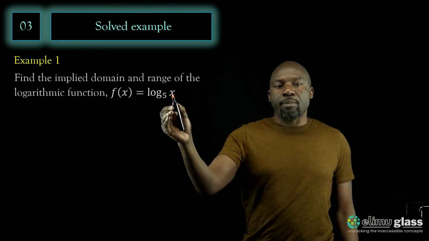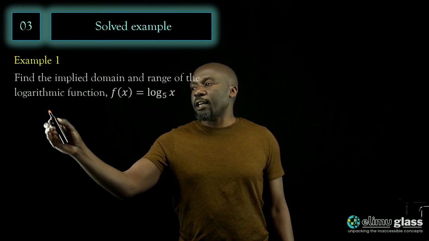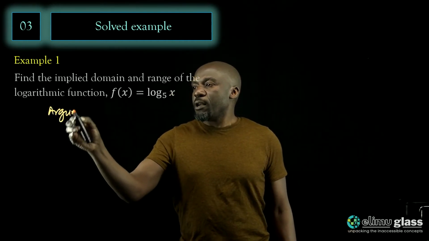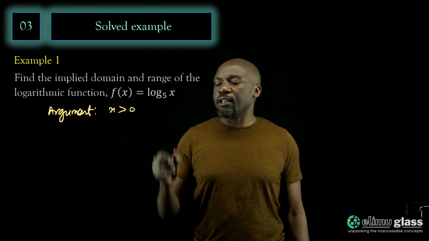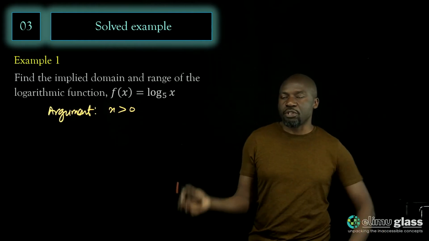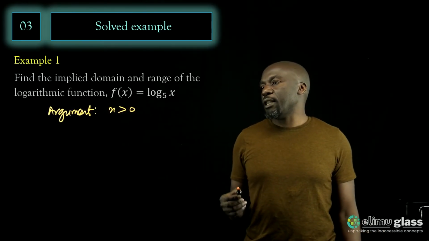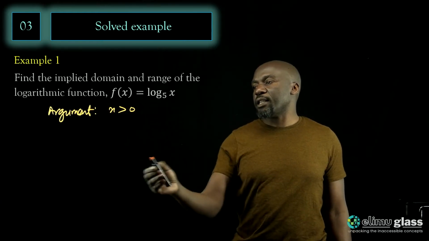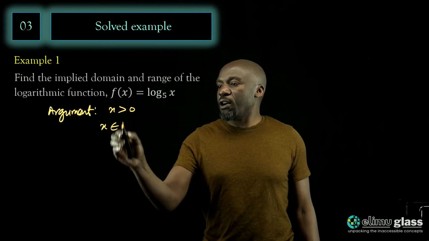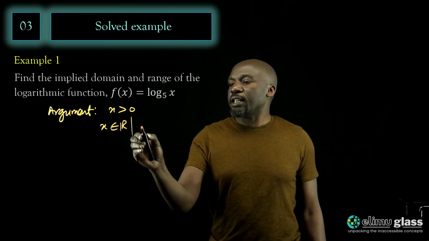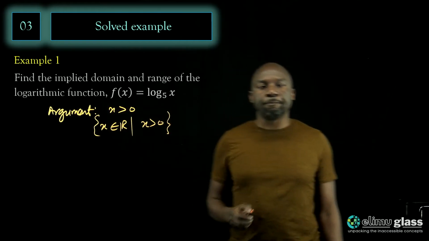The argument is simply x for that logarithmic function. So we reason that the argument x has to be greater than 0. Not greater than or equal to, it cannot be 0. It has to be greater than 0. And this is the domain. We can write this in set builder notation if we must. So x is all real values that are greater than 0. And that is our domain.